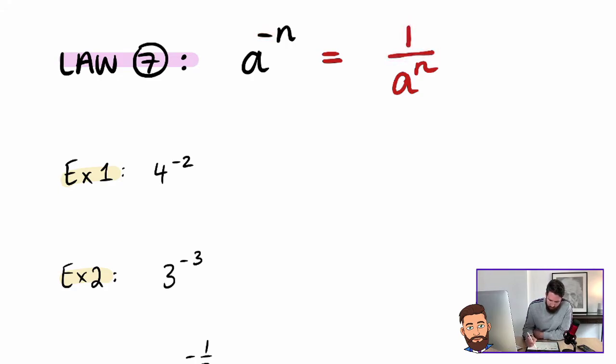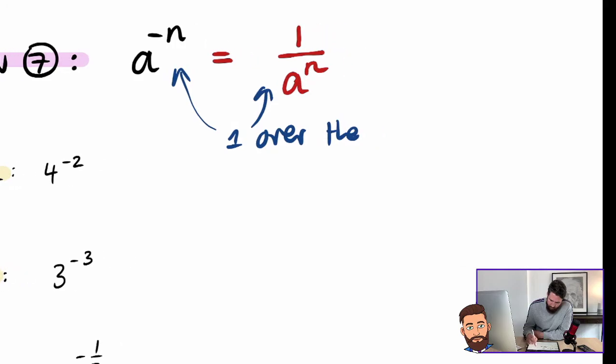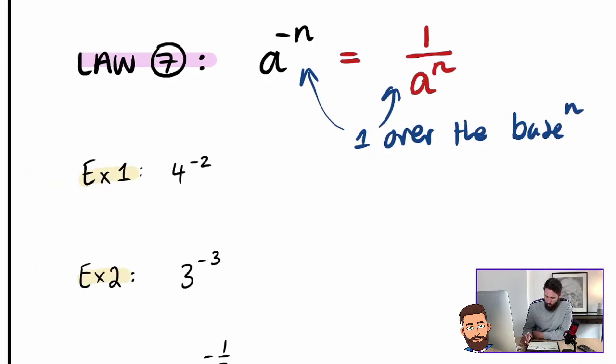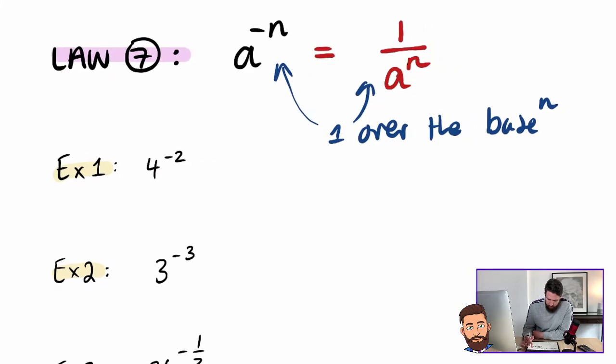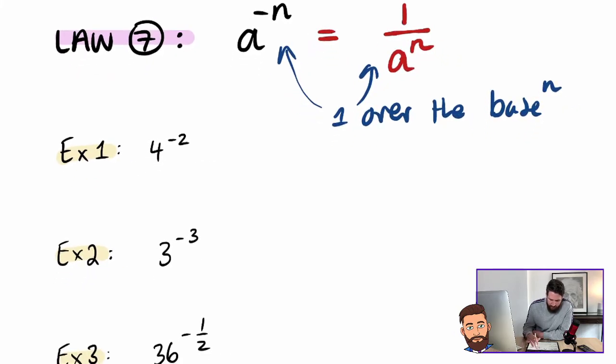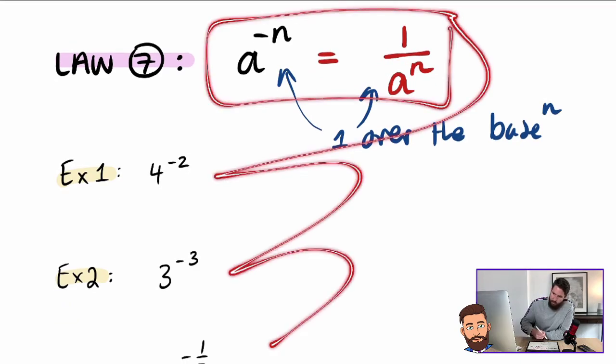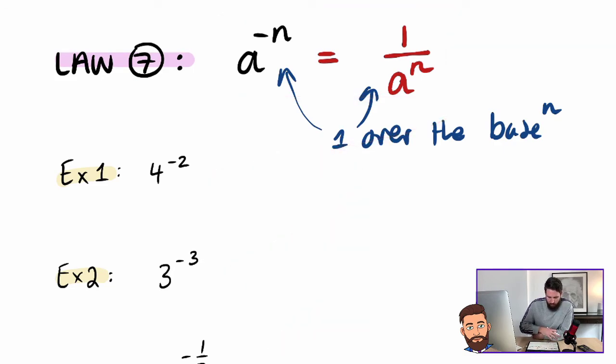So you might want to just add that note. It means you do 1 over the base to the power n. So you just do 1 over the base to the power n. And again, it can look quite confusing when you're looking at the generic rule that I've written out here. But if we start to apply it to these examples, it becomes quite clear.